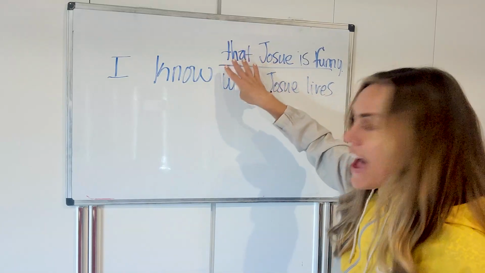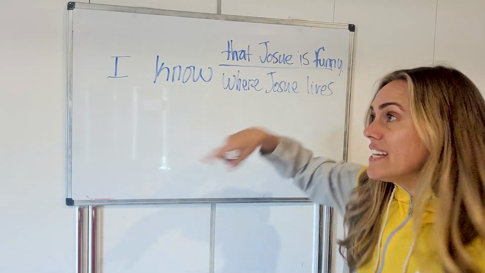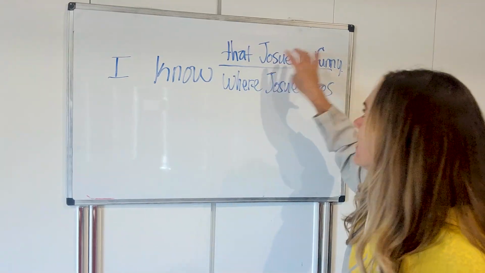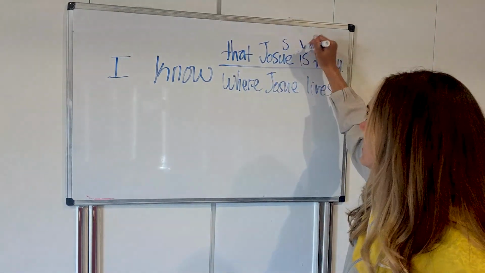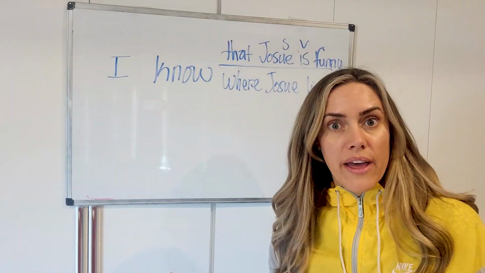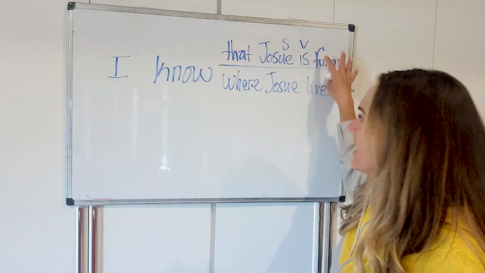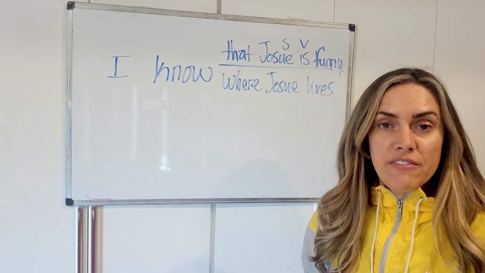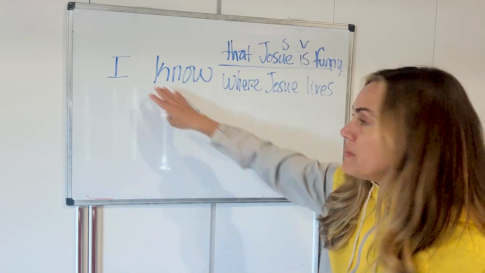But that signals that this is a noun clause, and it's a clause because it has a subject and verb inside. Josue is. That's the subject, that's the verb. I know that Josue is funny. I know Josue. So this is one noun clause. It functions as a noun, okay? Another type of noun clause could be this one.